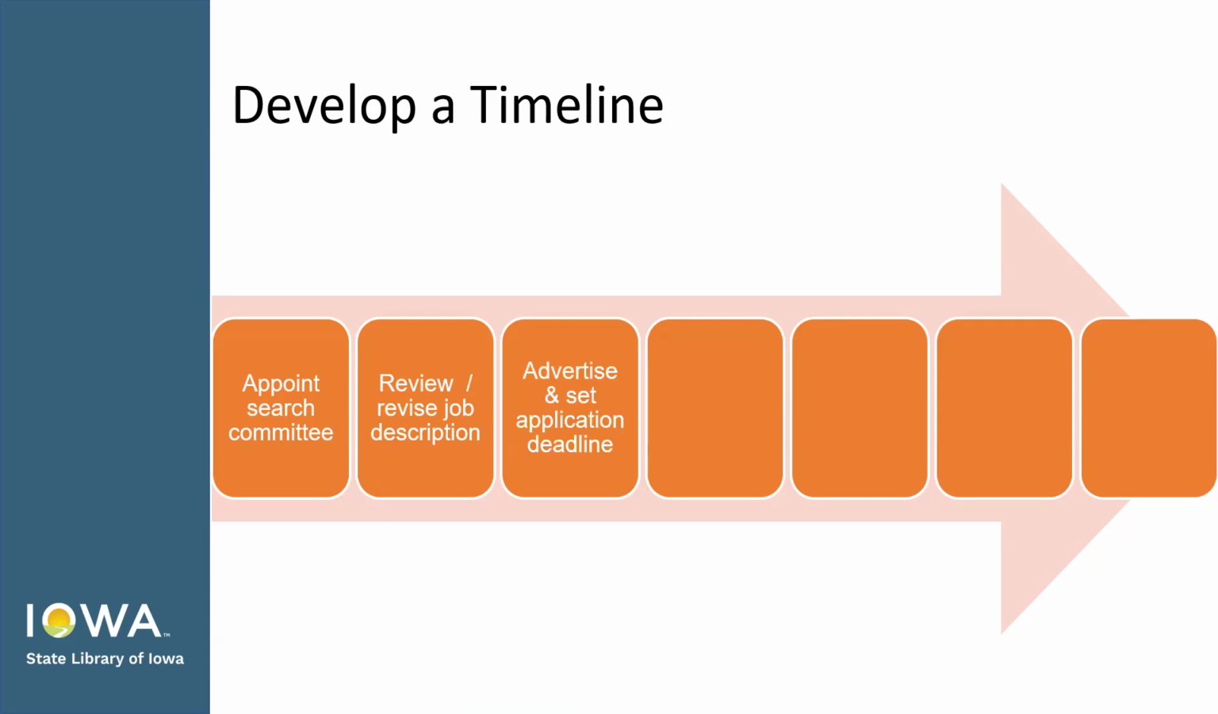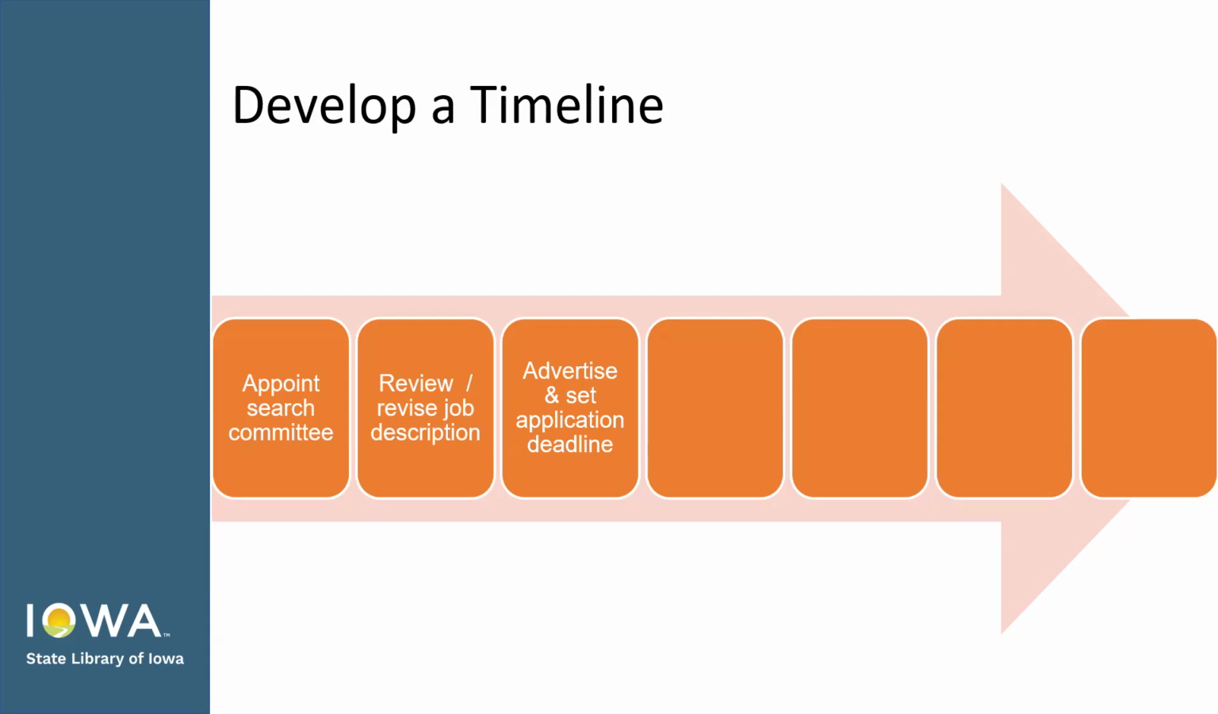The job description should be used to write the job advertisement. The advertisement should be as comprehensive as possible. You'll also want to reach out to your human resources department or City Hall to make sure the board is following practices for hiring in your community. Your library director will be city staff, after all.